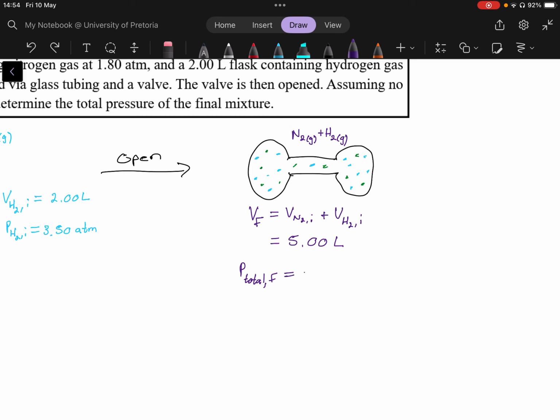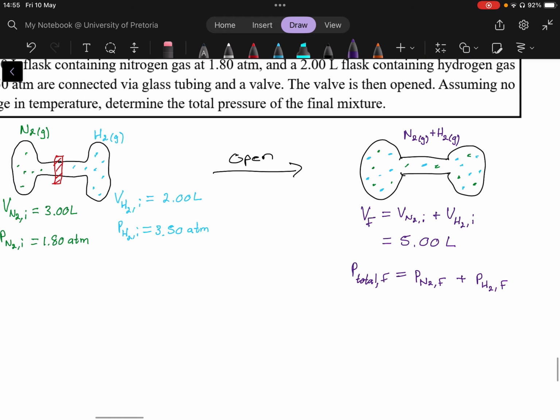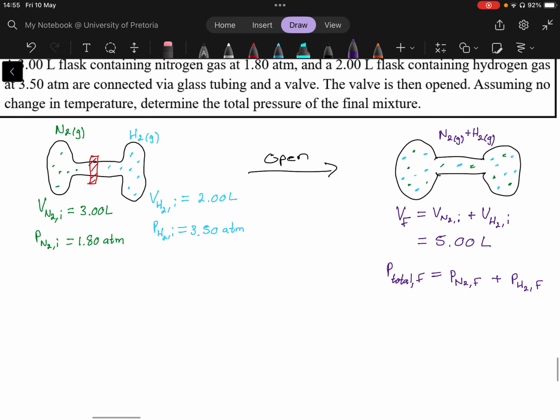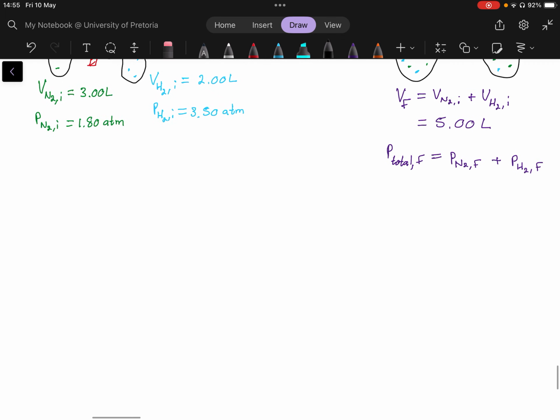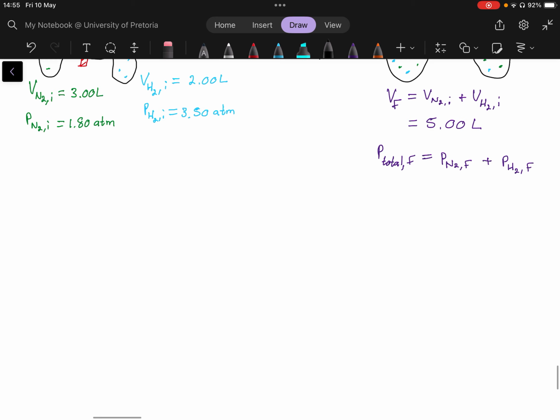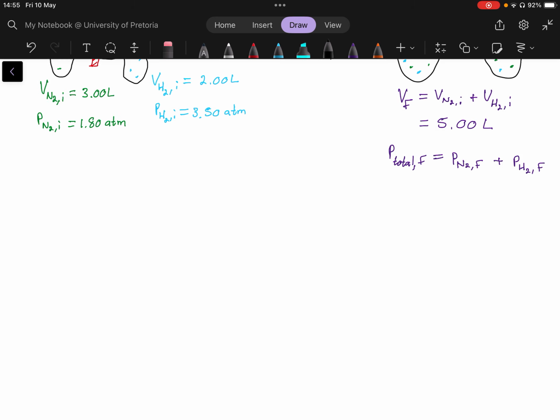The total pressure would be equal to the partial pressure of the nitrogen gas after mixing plus the partial pressure of the hydrogen gas after mixing. And we have enough information to determine what the partial pressures are of the gas after mixing. So that's what we want to determine. We want to determine the two partial pressures so we can sum them and get the total final pressure.